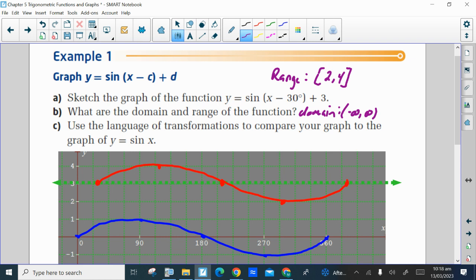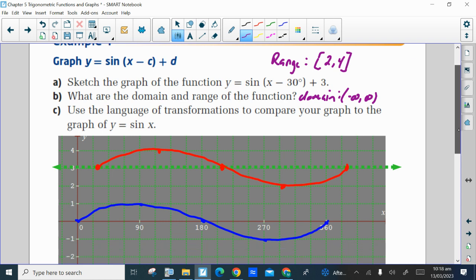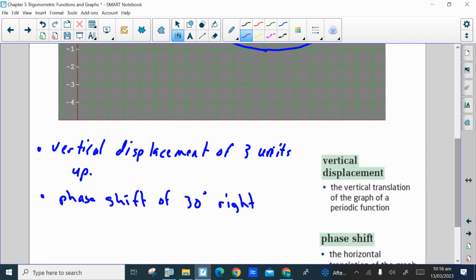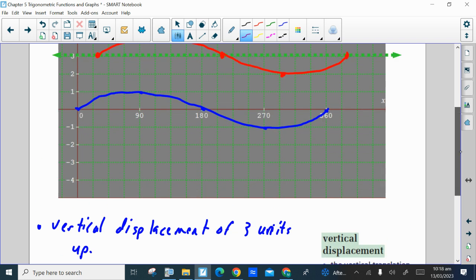And we've already used our language of transformations to compare the graph to y equals sine x. We've said there's a vertical displacement of 3 units up and a phase shift of 30 degrees to the right. All right?